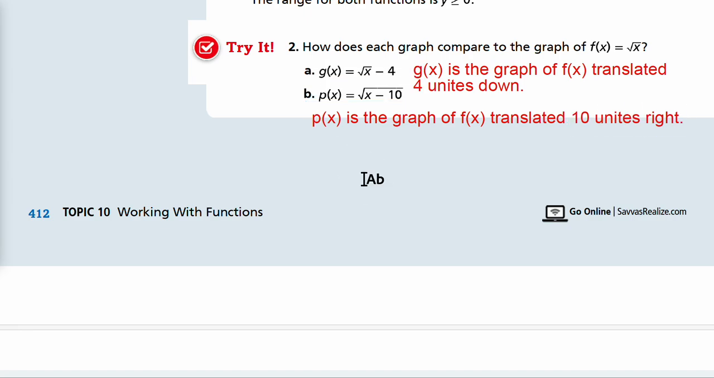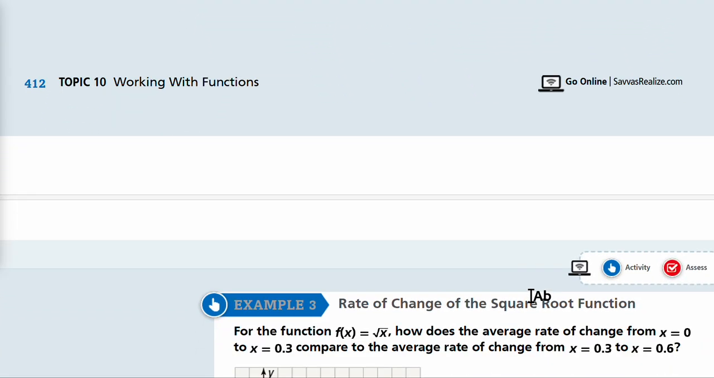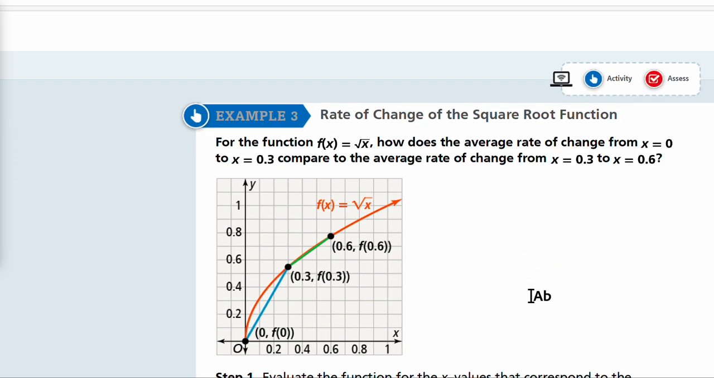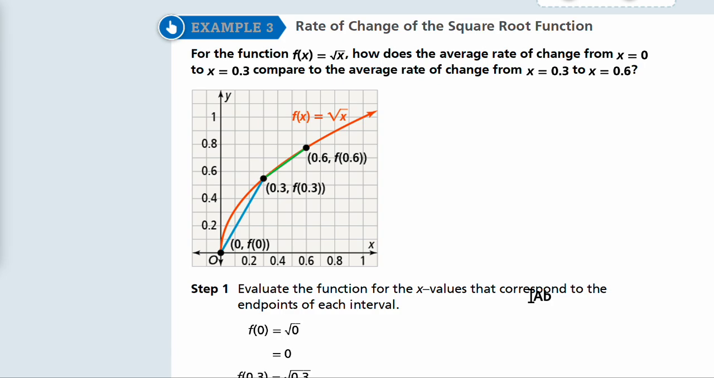Okay, so if you don't remember how to figure out transformations easily from the equations, you should go back to the transformation lessons that were scattered throughout this textbook and practice transformations of functions using other functions, okay? Here we're going to look at the transformations of the square root functions in this topic.